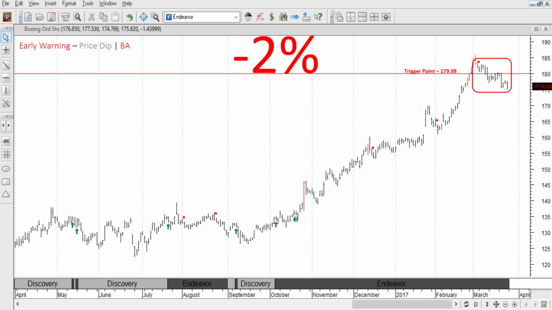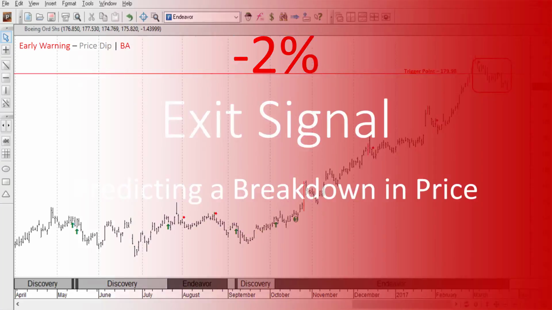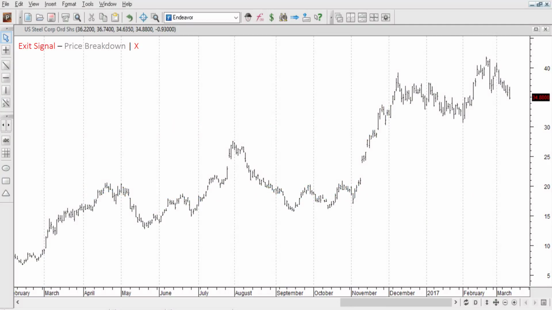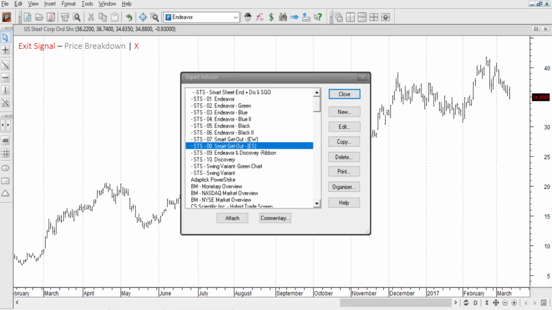But maybe you're looking for a signal that predicts a much larger movement down. Well, then there's the exit signal, predicting a breakdown in price. If you've ever gotten trapped in a stock that started moving down and then just would not stop falling, well, the exit signal is going to make sure that that never happens to you again. You bring up your chart. This is US Steel, ticker symbol X. Apply Smart Getout-ES, which stands for exit signal.